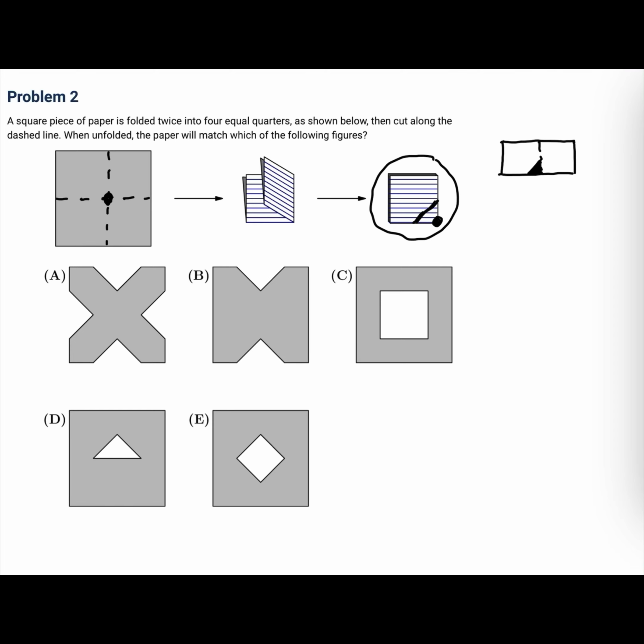Mirroring this across the y-axis, we have this shape. And then undoing the final fold, which is along the x-axis, we have our original sheet of square paper, and then reflecting this triangle across the x-axis, we get this shape. So the answer is E.